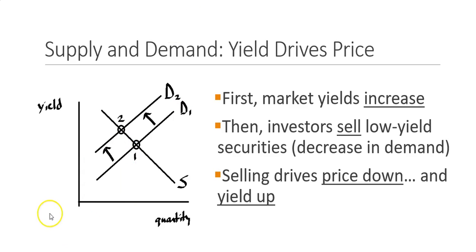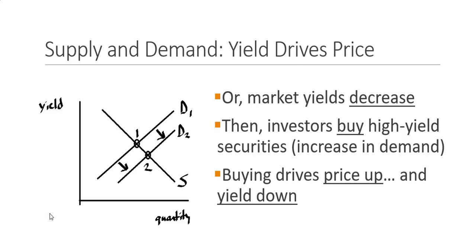Let's look at a second example. In this case, market yields decrease. And now the investment that we have is relatively attractive. It has a high yield compared to other investments. Investors want this investment, so they begin to buy.